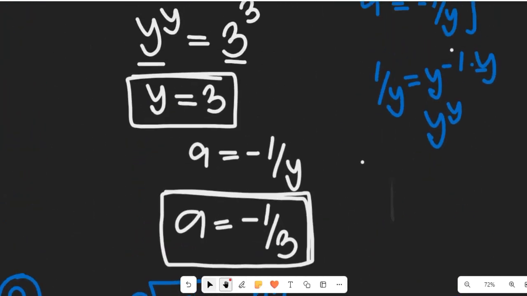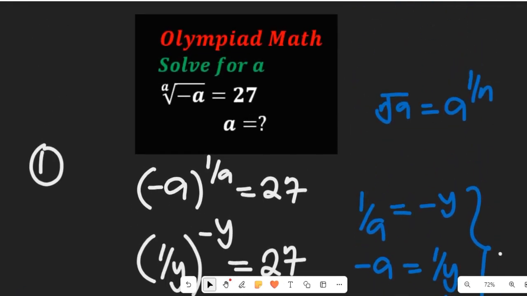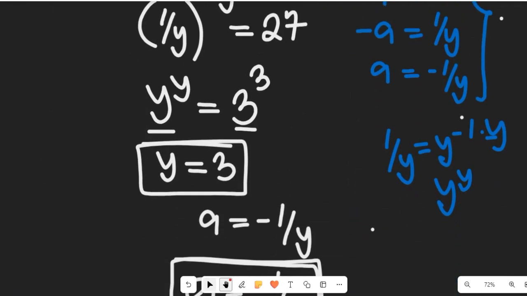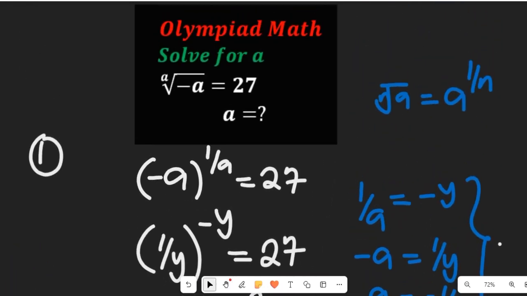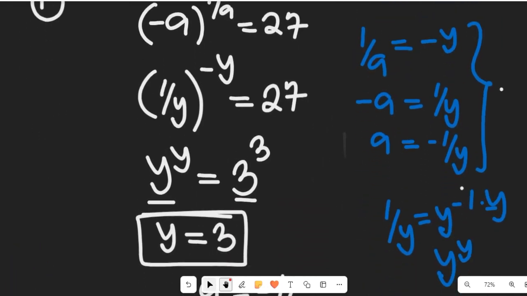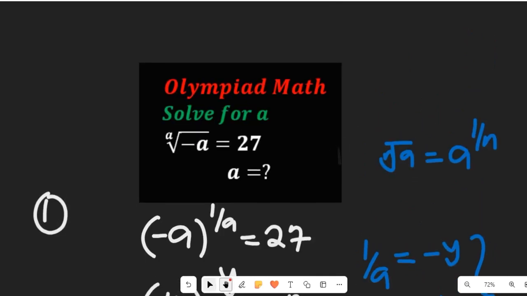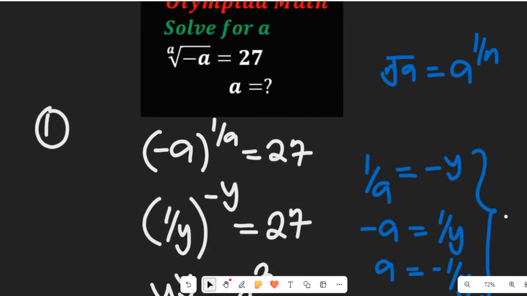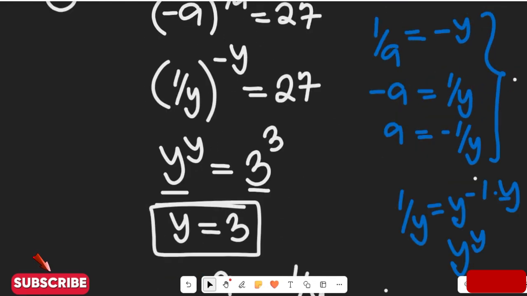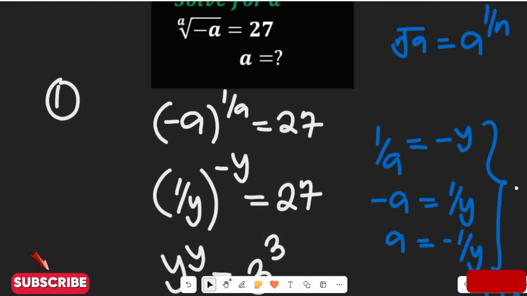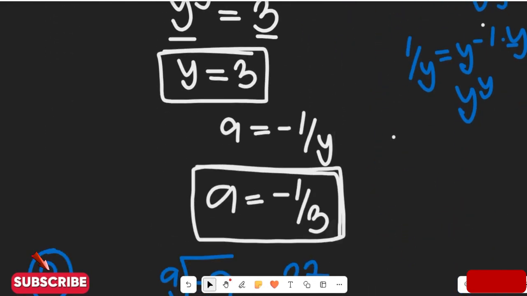So what does that tell us? That tells us that a equal to negative 1 divided by 3 is the solution to that math expression given to us up there. Now I want to give you a task. The task is insert the value of negative 1 divided by 3 into that original expression and see if the left hand side will be equal to the right hand side.